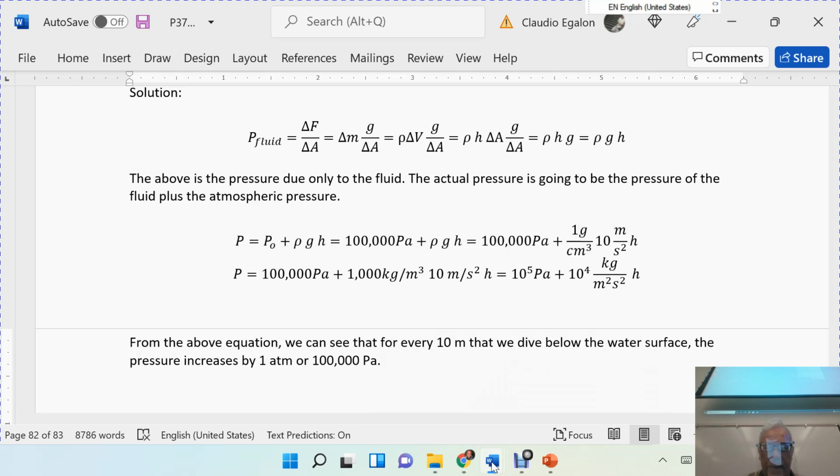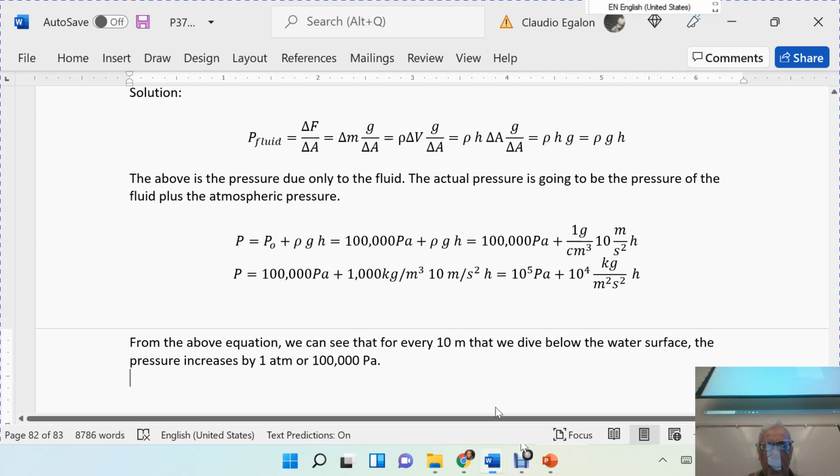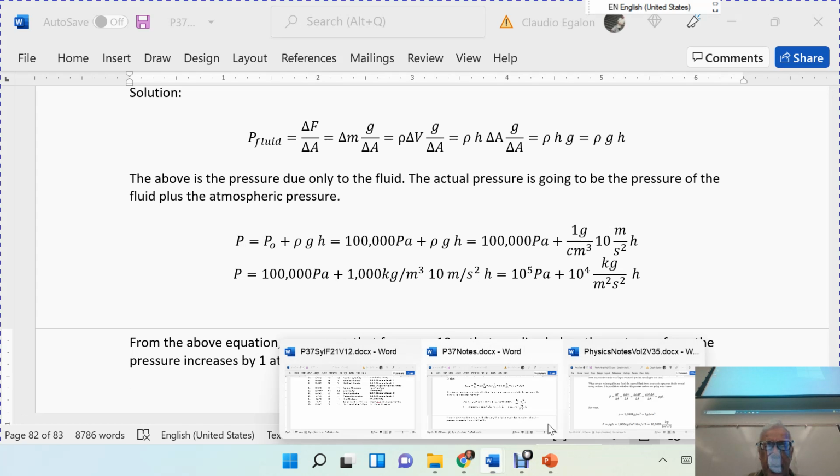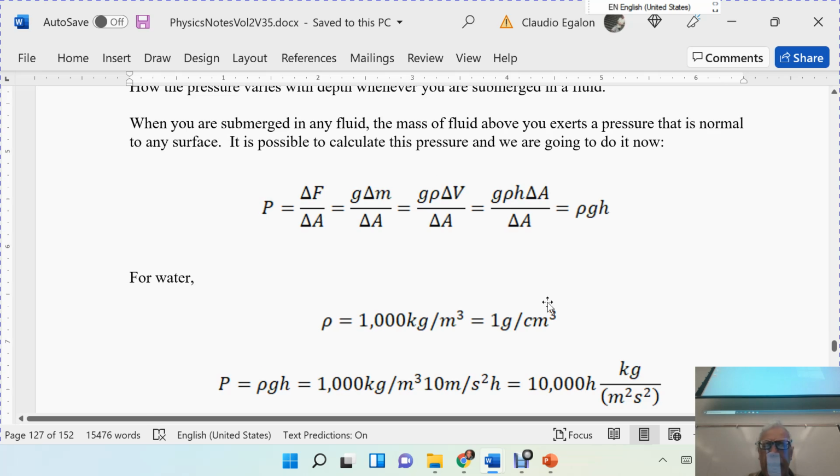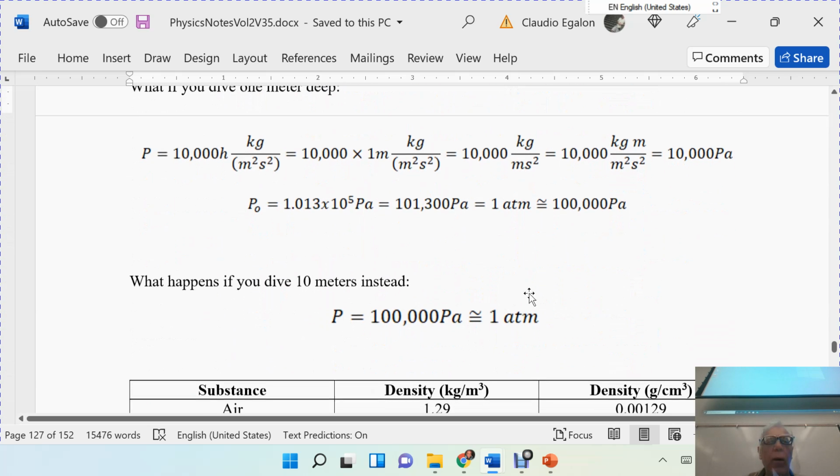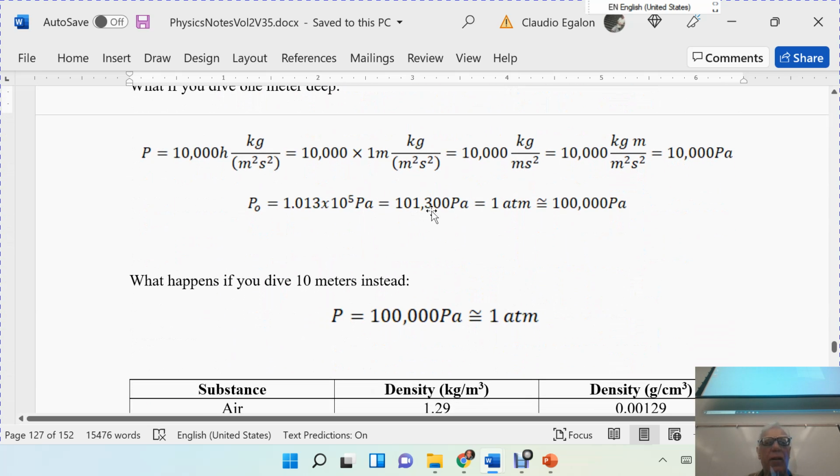Let's take a look at the exact number. Let's see if I have it here in my notes. I believe it's 101,000. I never remember. Oh, yeah, 101,300. That's what 1 atmosphere is. So by approximating it to 100,000, we make a mistake of only 1.3%. That's why I approximate here.